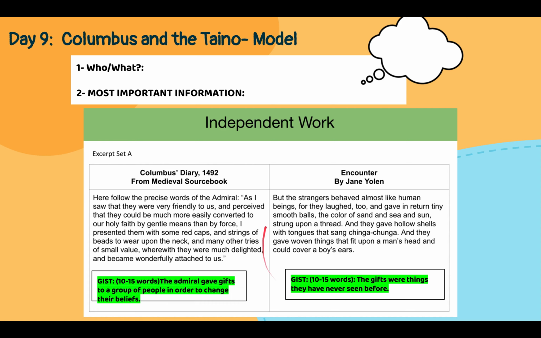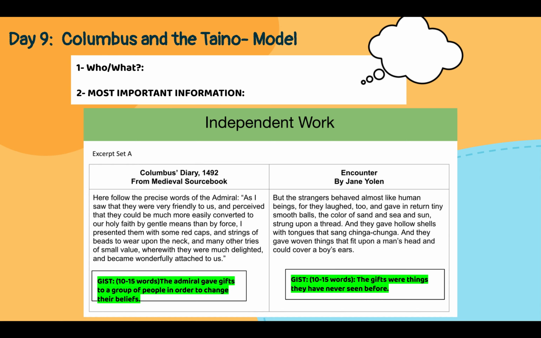Let's read the second column, and then we'll go through the same process and then create the gist. Encounter by Jane Yolen. But the strangers behaved almost like human beings, for they laughed, too, and gave in return tiny smooth balls the color of sand and sea and sun, strung upon a thread, and they gave hollow shells with tongues that sang chinga-chunga, and they gave woven things that fit upon a man's head and would cover a boy's ears.